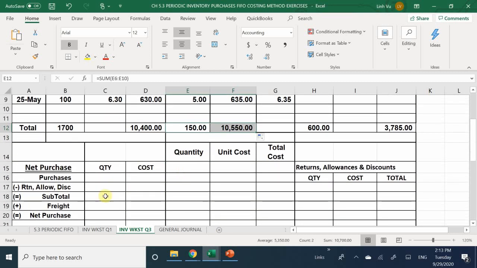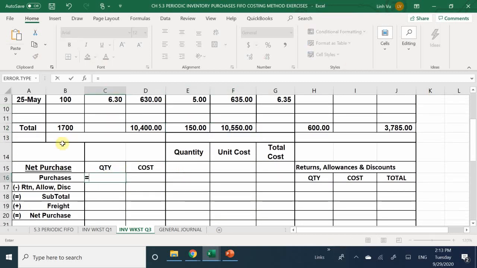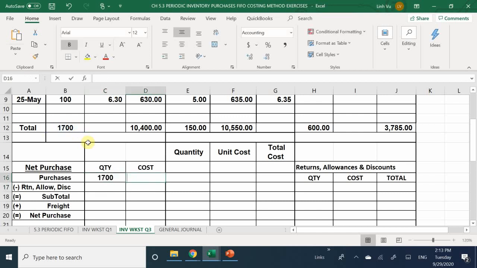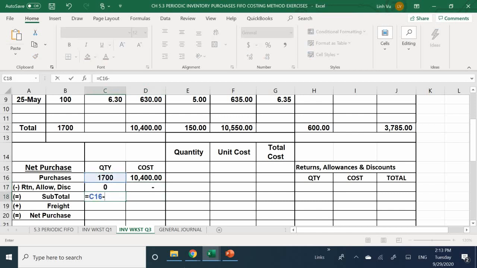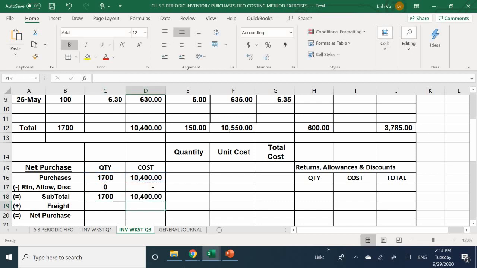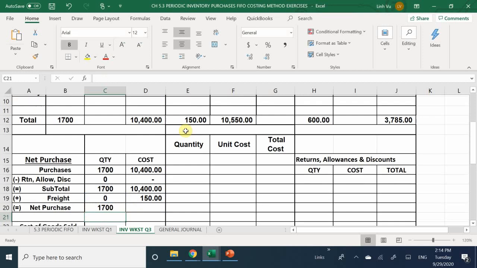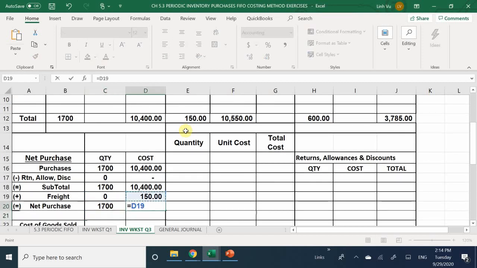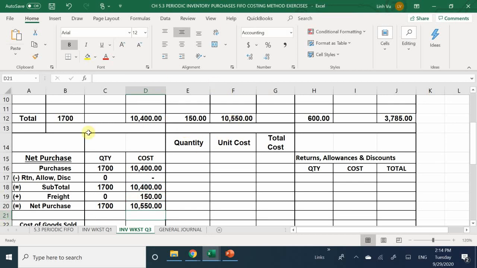So I'm going to plug in all my numbers here. My total quantity I purchased was 1,700. My total cost was 10,400. I had 0 returns and allowances, so I can minus 0 to get the same exact answer. How much was my freight? $150. And then I'm going to add these columns together. So 1,700 plus 0 gives me 1,700. 10,400 plus 150 gives me 10,550.